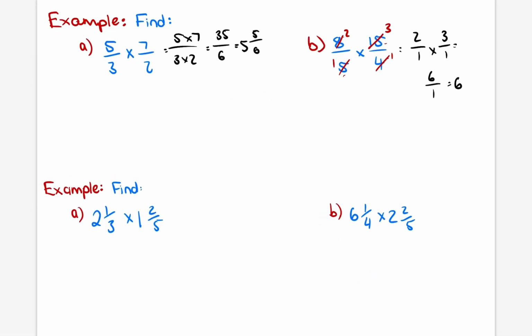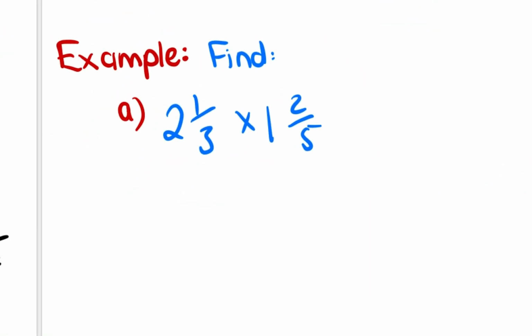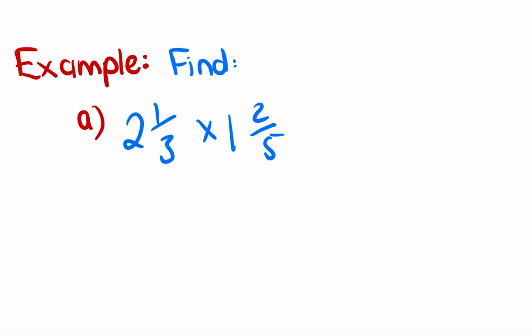Okay, so now we've done them. Let's have a look at how we do ones where we've got mixed numbers. So the first thing we need to do is put them into improper fractions, because while they're like this, it's just messy. So to get 2 and 1/3 to an improper fraction, I'm going to go 2 times 3, which is 6, plus 1 is 7. So 7 over 3 times. Then I'm going to do the same for the other one. I'm going to go 1 times 5 is 5, plus 2 is going to be 7 over 5.